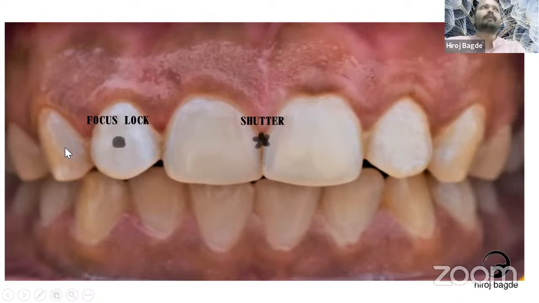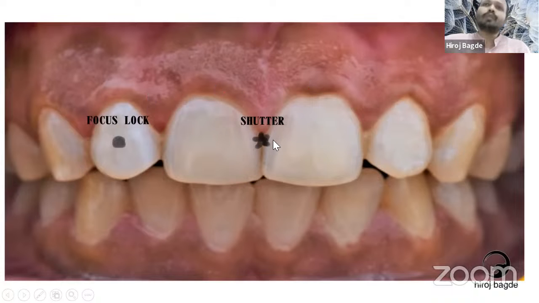I can increase the f number, but if I have kept my shutter and the focus here, see, I can hardly see the canine, which is again blurred, but I can see 1, 2, 3, 4 to be in very good focus. The rest of the things are a slight blur.